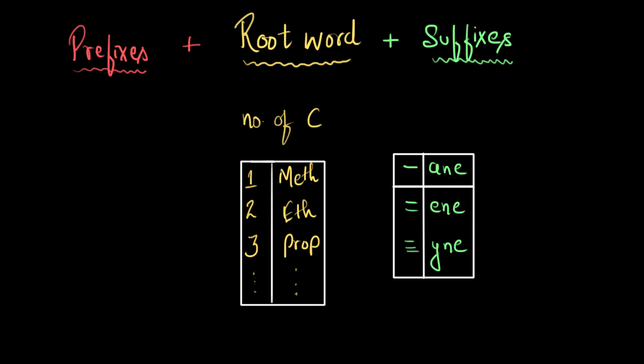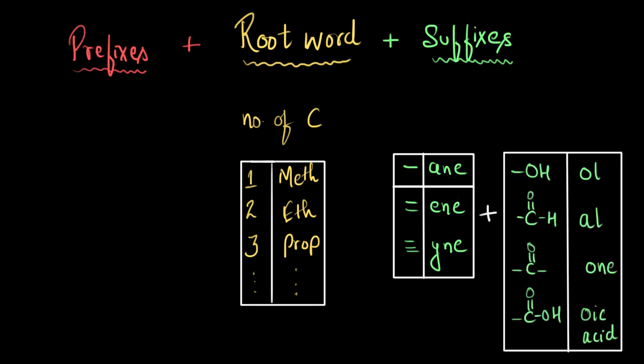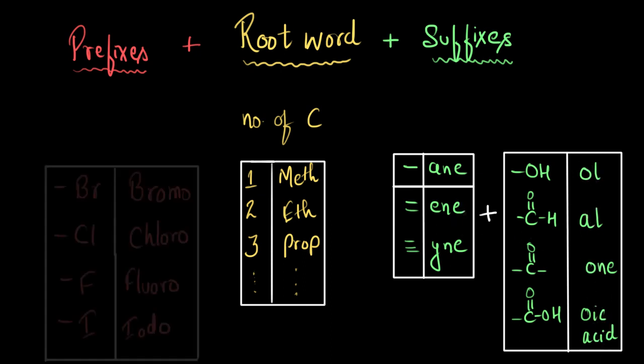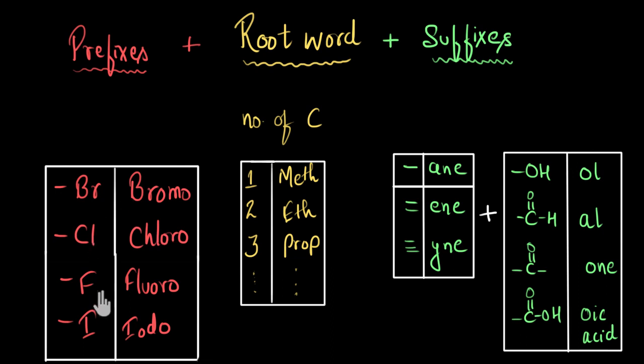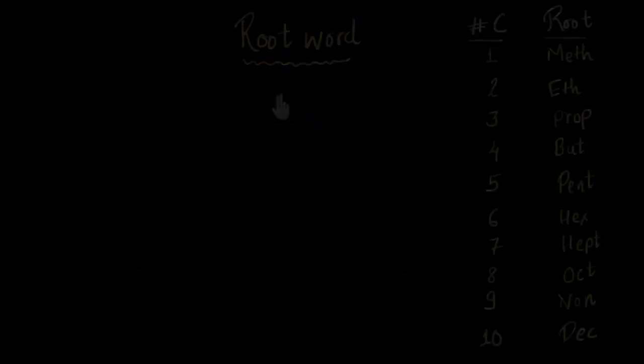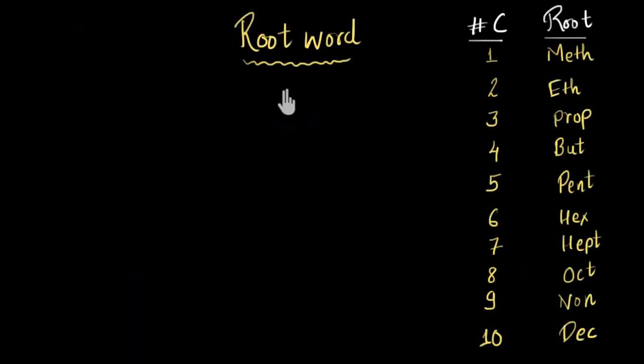Now, if there are some other oxygen containing functional groups like these, then we add these suffixes also to the name. And if there are some functional groups like bromine, chlorine, fluorine, and iodine, then we add these prefixes to the name. Now let's look at each of these in more detail. Let's first talk about the root word. See, this refers to the number of carbon atoms present in a molecule. If there is only one carbon atom, then to denote this, we use the root word meth.